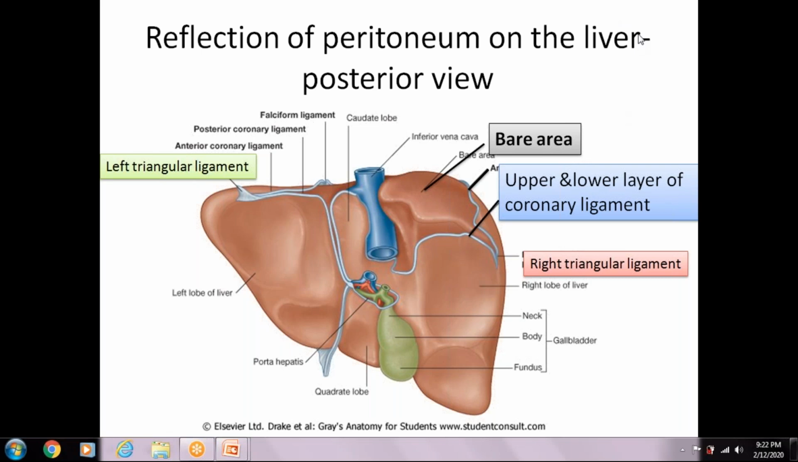Ma'am, I have a doubt on the left triangular ligament, ma'am. Yes, what's your doubt?